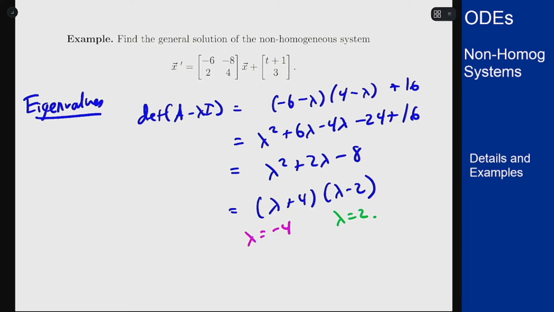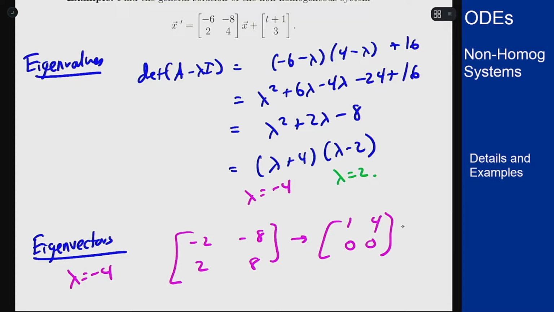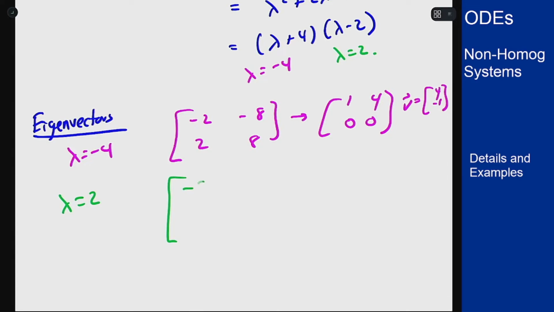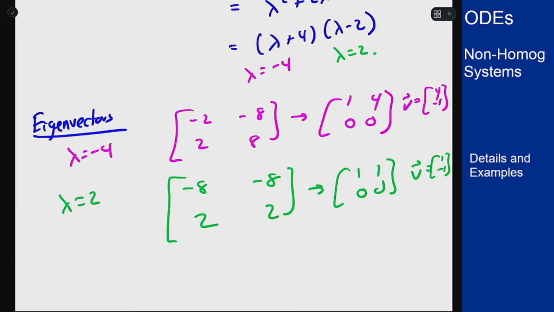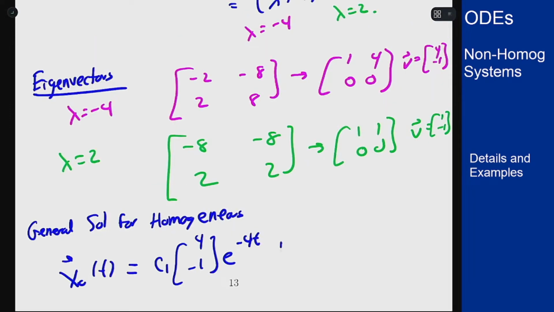Now I want to find the eigenvectors. For lambda equals -4, we are adding 4 on the diagonal, so we'll get -2, -8, 2, 8, which reduces to 1, 4, 0, 0. So an eigenvector here is 4 and -1. And for lambda equals 2, we're subtracting 2 off the diagonal, which makes the matrix -8, -8, 2, 2, which reduces to 1, 1, 0, 0. So a vector here is 1, -1, which means the general solution to the homogeneous problem is C1 times (4, -1) e to the minus 4t plus C2 times (1, -1) e to the 2t.